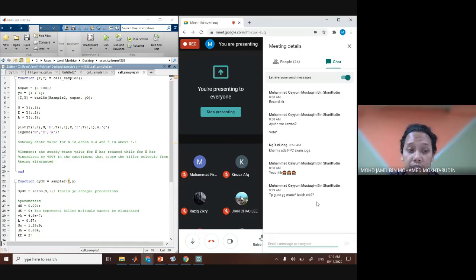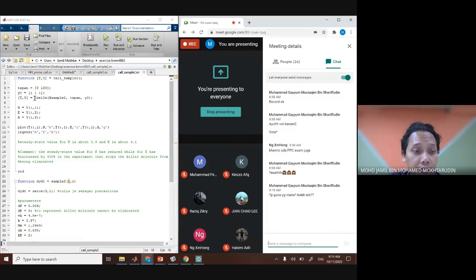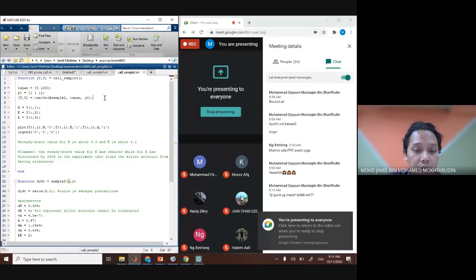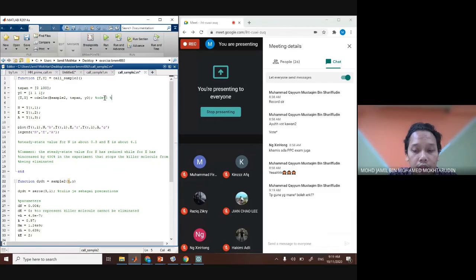So kita boleh guna mana-mana ODE, tapi yang paling disarankan ialah ODE 45 dan ODE 15S. ODE 45 ni yang paling cepat. Tapi kalau problem tu stiff, ODE 45 ni tak boleh guna dah, dia tak boleh solve accurately. So orang selalunya guna 15S. Kita ada ODE yang lain, yang lain-lain tu kita gunakan bila problem tu stiff, okay.